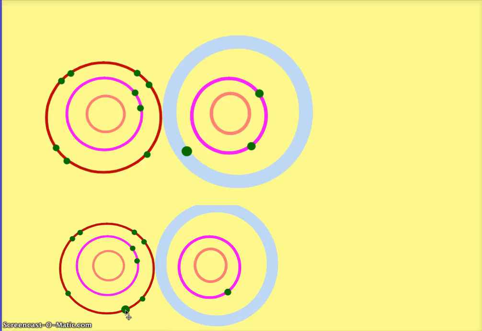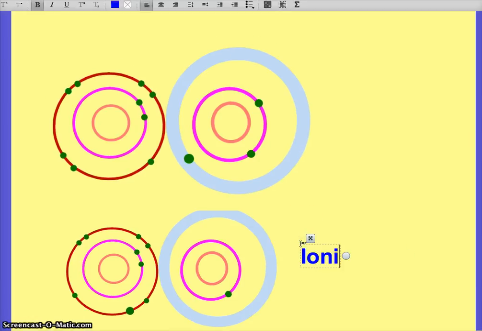What just happened between those atoms? If an atom released an electron to another atom, ionic bonding. In this case, it's an ionic bonding. How do you know it's ionic? Because it took an electron.